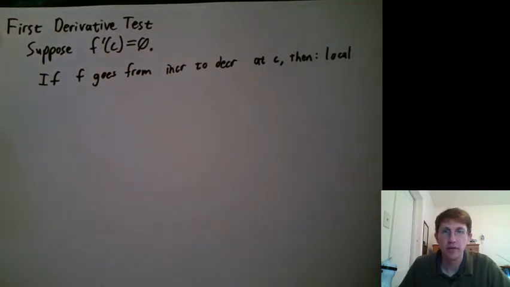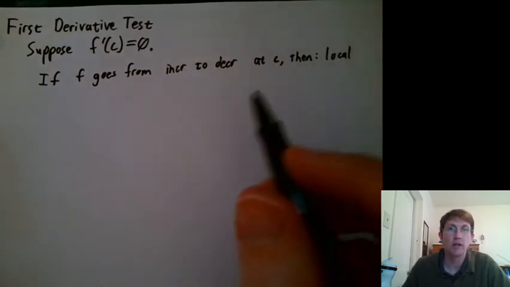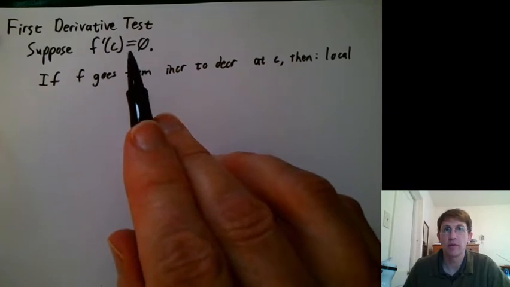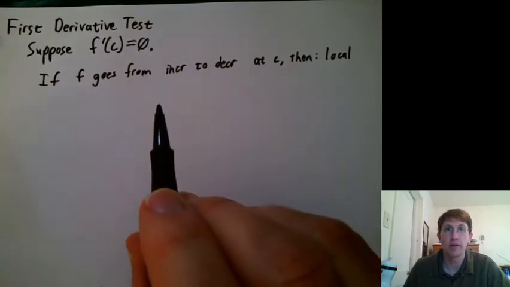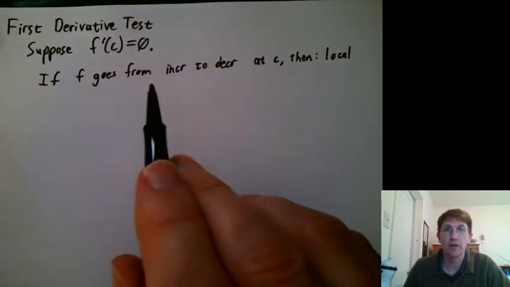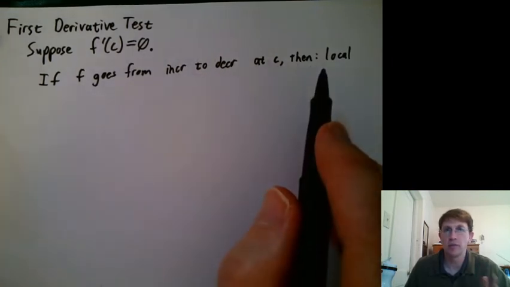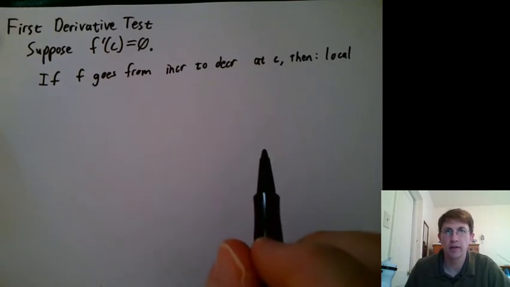Let's recap the first derivative test, and then we'll talk about the second derivative test, which is all about concavity. So the first derivative test says, suppose you're at a critical point, but in particular one where the derivative is 0 rather than does not exist. And then if f goes from increasing to decreasing at this point, then can we say we're at a local min or max? Take a sec to think about that.